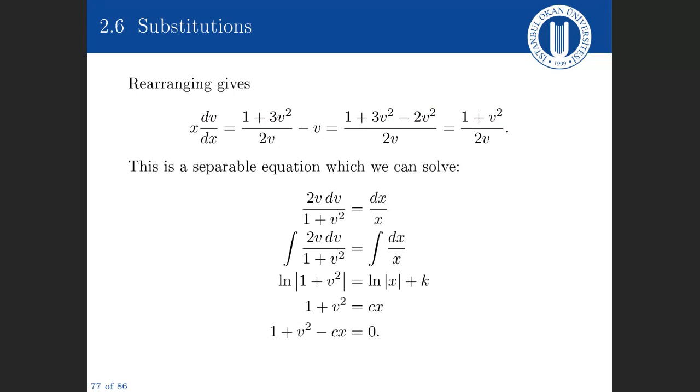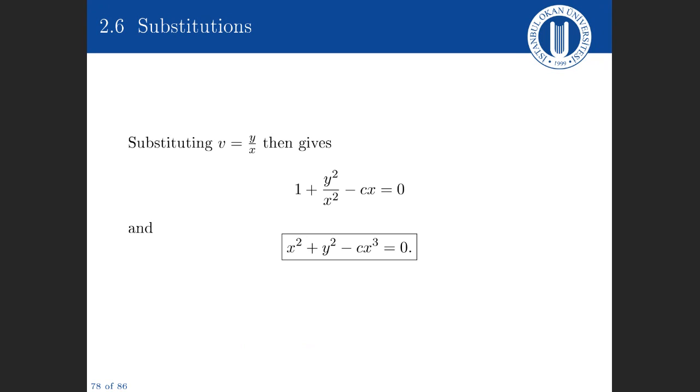I'll skip ahead. You can check this later. When we solve this separable differential equation, we get 1 plus v squared minus cx is equal to 0. One more step. We need to substitute y back in, replace v by y over x, and rearrange. We get the answer to this problem, x squared plus y squared minus constant times x cubed is equal to 0. And that's all it is. Do the substitution, solve a separable equation, and then do a substitution again.